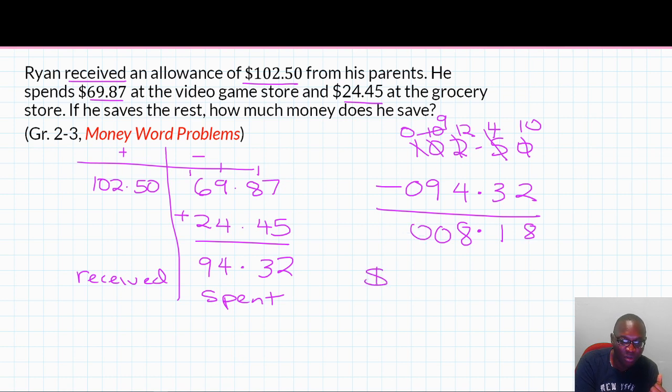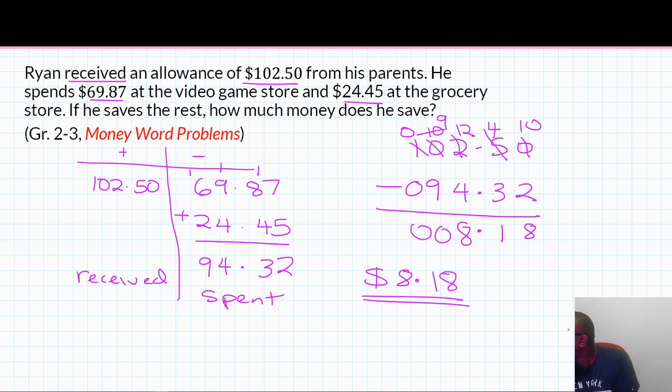So therefore, Ryan has a balance of $8.18, which is how much he's going to save. Good job, Adedayo. Good job, Simi. Good job, Jaden. Thank you for attempting this.